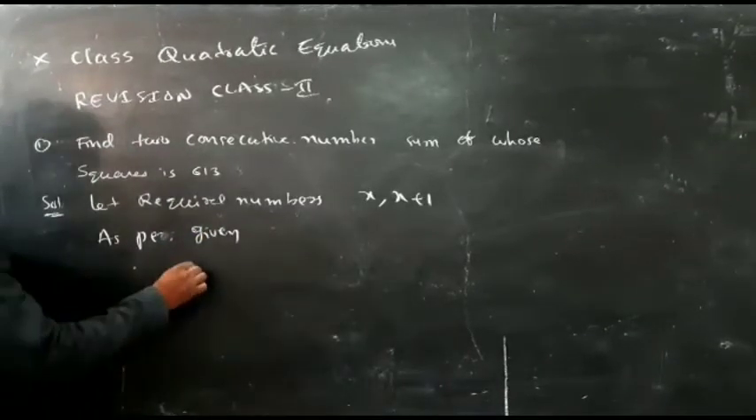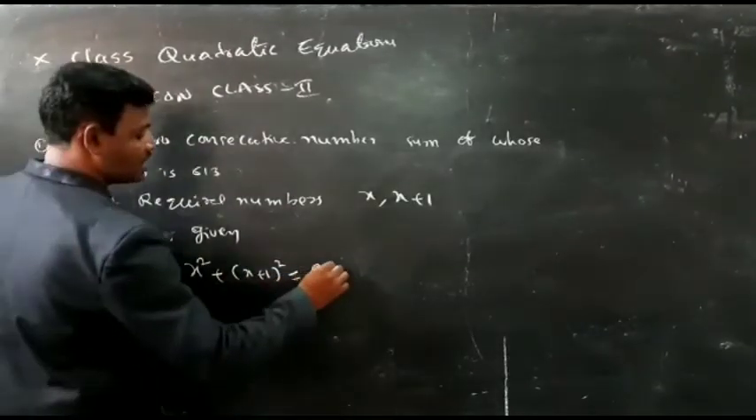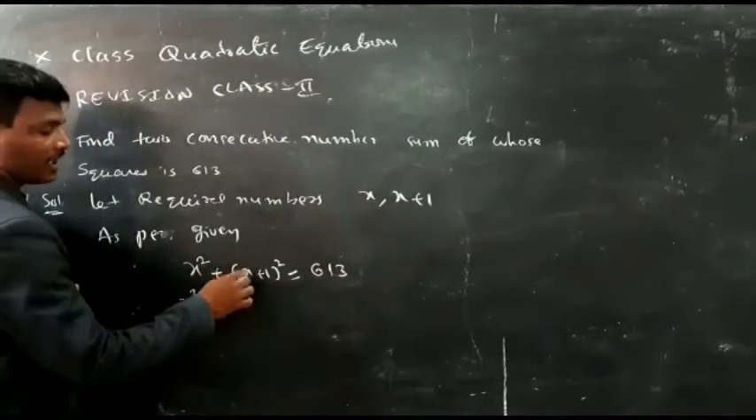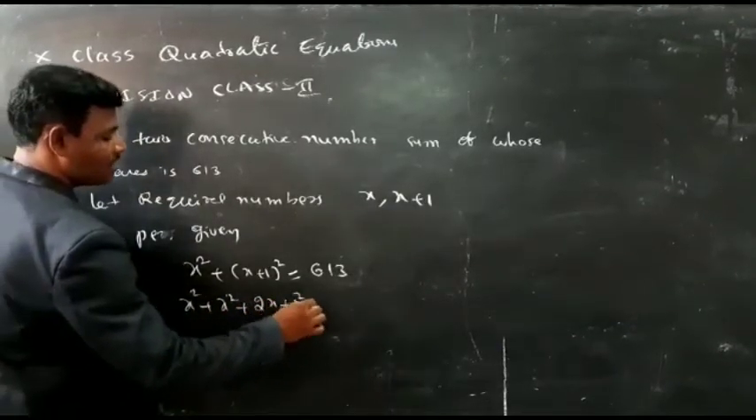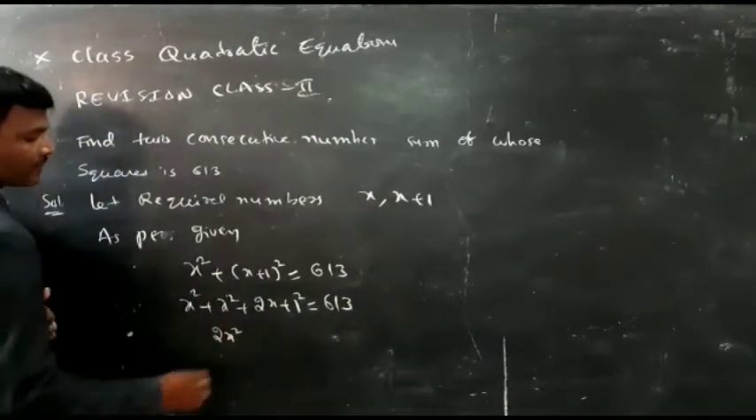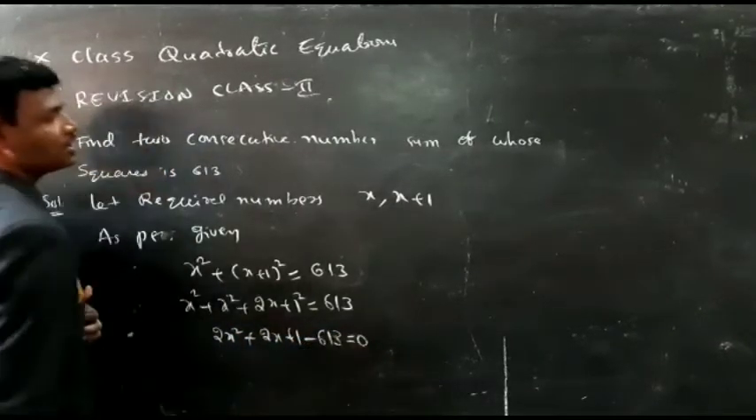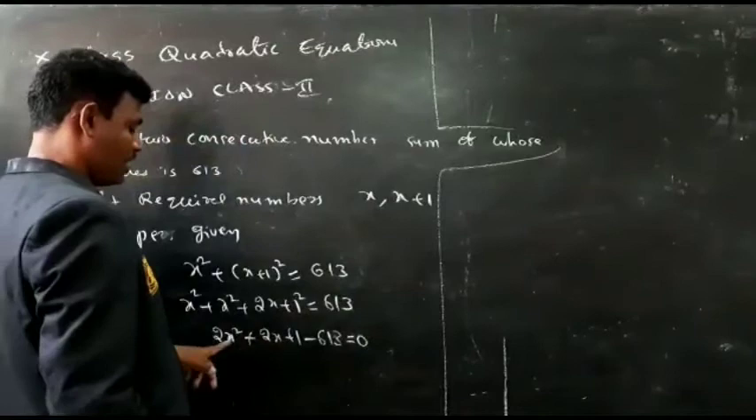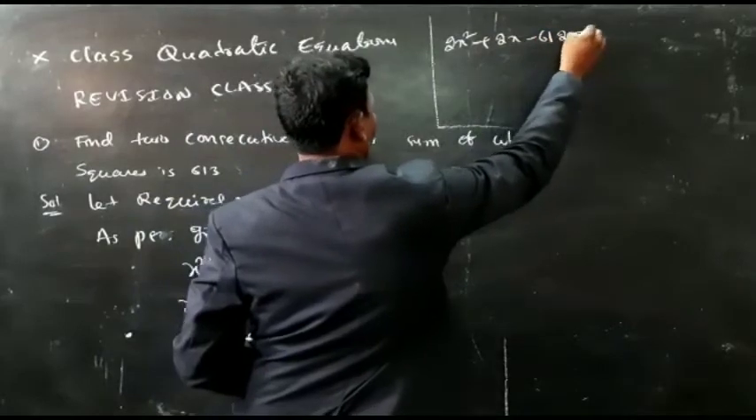sum of squares means x square plus (x plus 1) whole square is equal to 613. It is in the form of (a plus b) whole square. a square means x square, plus 2ab means 2x, plus b square means 1 square, is equal to 613. x square plus x square is 2x square, plus 2x plus 1 minus 613 is equal to 0. Here, 2x square plus 2x minus 612 is equal to 0.